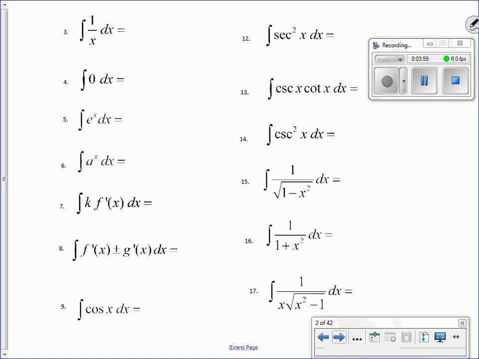Number 3, the antiderivative of 1 over x. Cameron. Nice. You remember the absolute values. I bet a lot of people didn't. So if you didn't, make a note to yourself. Number 4, the antiderivative of 0. Yes. C. Just a constant, because the derivative of any constant is 0.